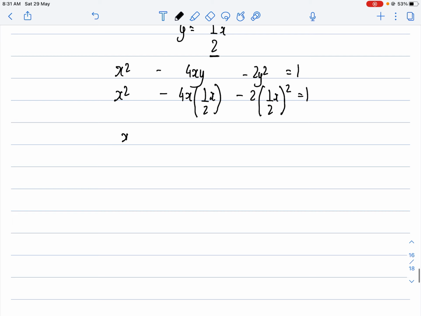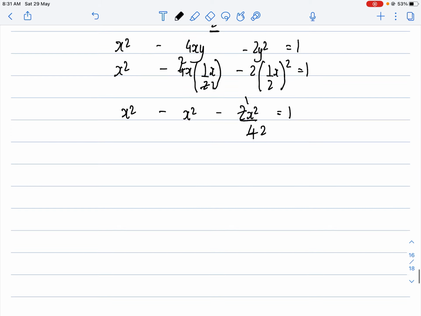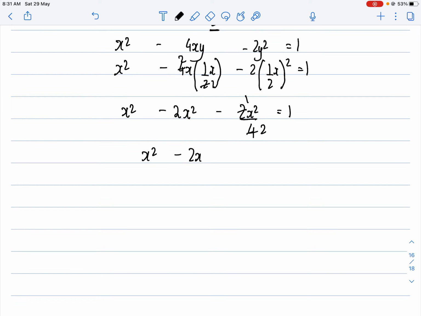So I can simply write this as x square. Your 2 1s are 2, 2 2s are 4, to get minus x square here. I can simply cut. This will become minus 2x square over 4 is equal to 1. Sorry, this is actually 2x square here. So minus 2x square minus x square by 2 equals 1.